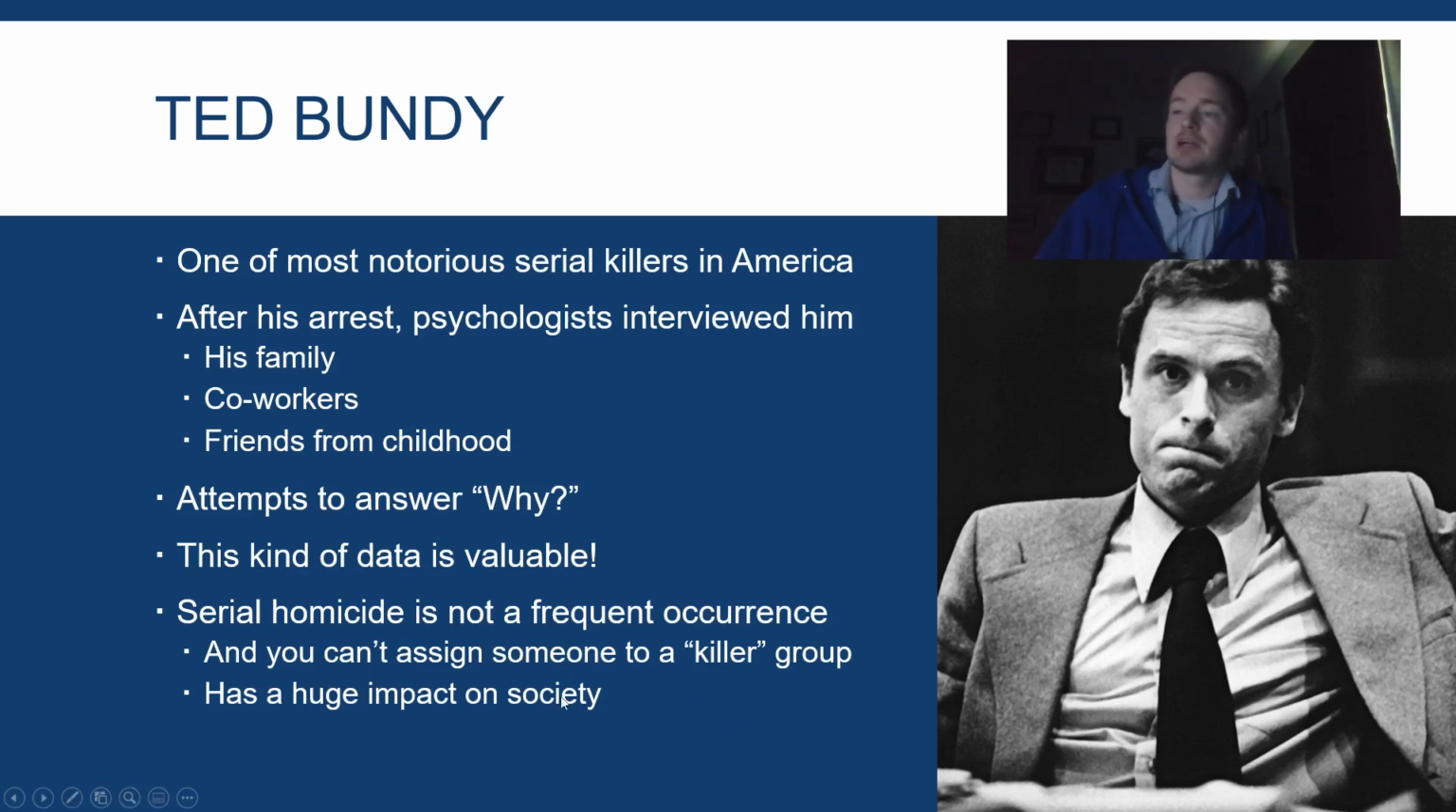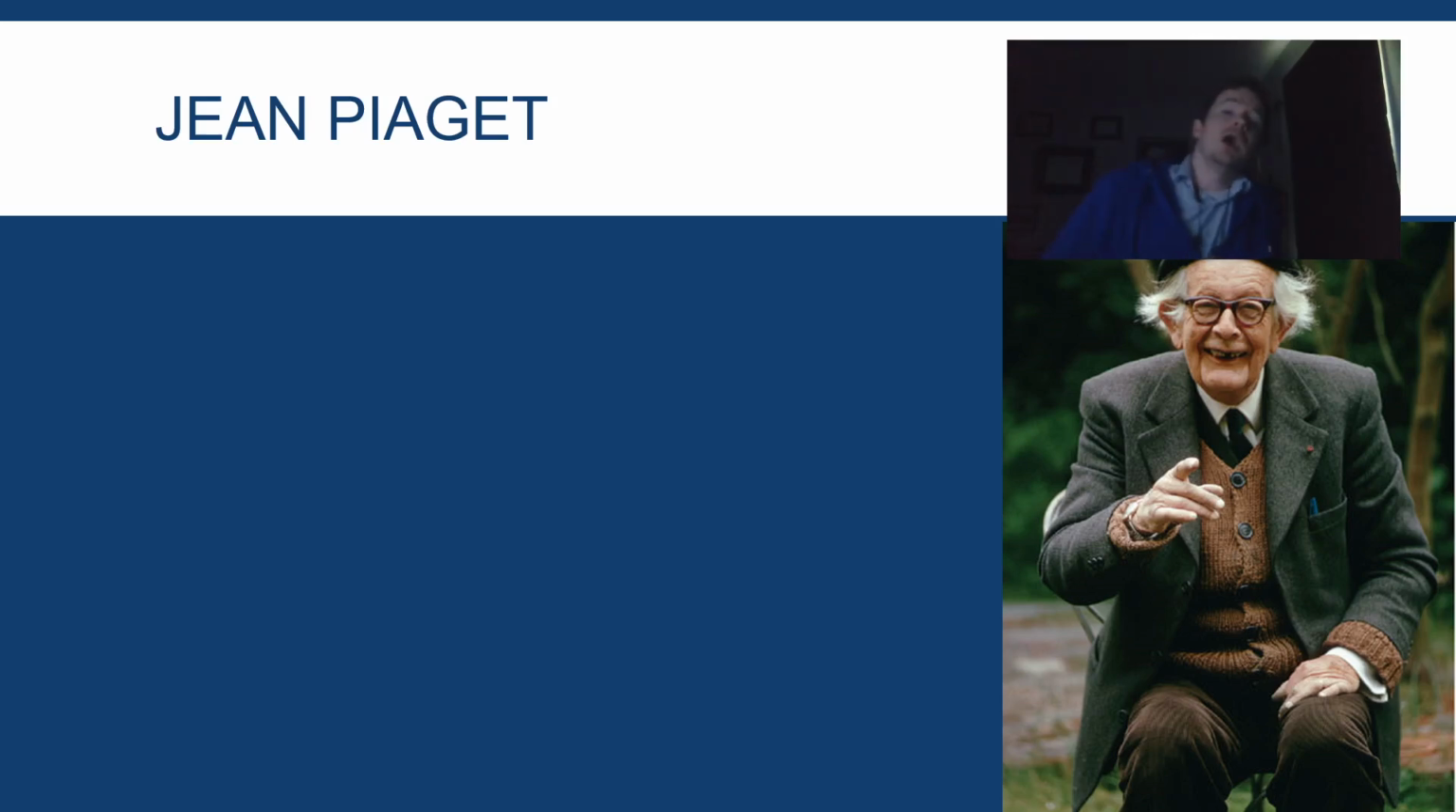I'm mentioning here that you can't assign someone to a killer group. So this is an example of a study that has to be a case study because you can't directly manipulate the independent variable. You can't assign someone to be a serial killer and then see how that impacts their behavior. Another example, which if you have taken childhood development, you've definitely heard this name before, is Jean Piaget.